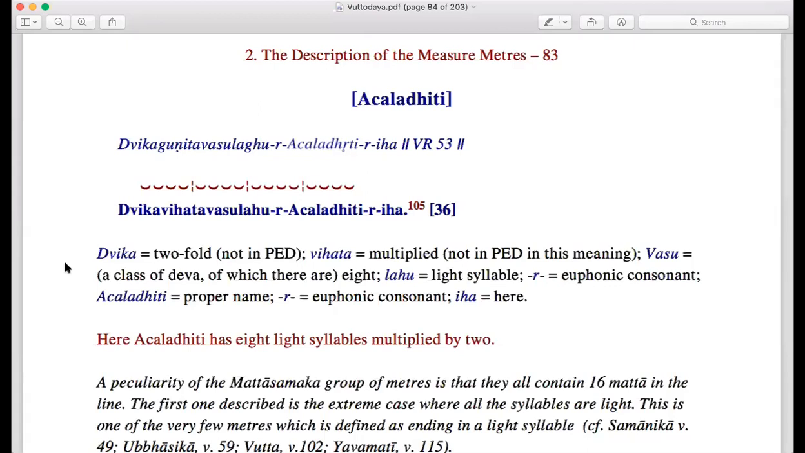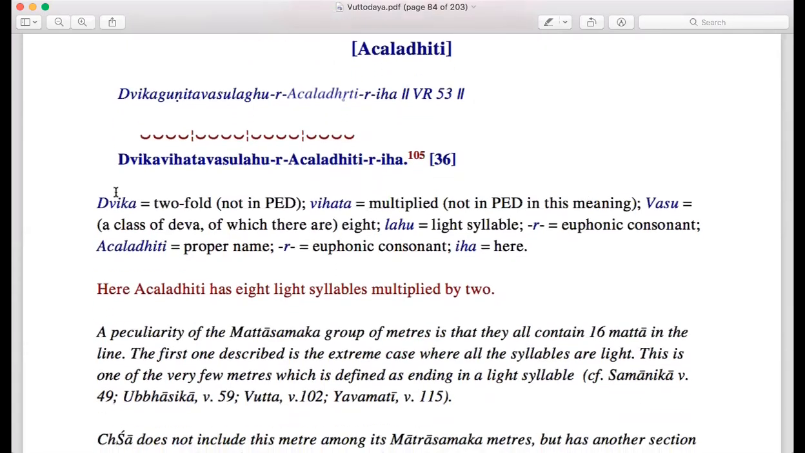So Vasu, however, denotes the number 8. So Dvika Vihata Vasu means 8 multiplied by 2. That means 16. Lahu means short or light measures. So Dvika Vihata Vasu Lahu means 8 light measures multiplied by 2. That means 16 light measures, right? So there are 16 light measures in each line of the verse Achaladhiti. So that is the meaning of this rule.